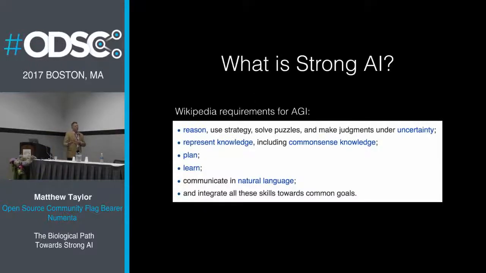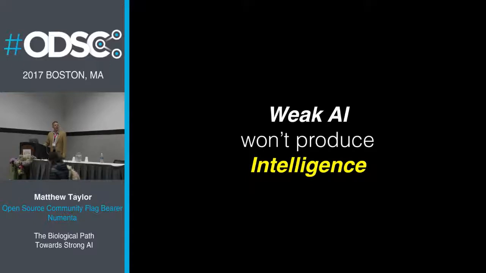I would go along with the definition of intelligence that Wikipedia lists for AGI, artificial general intelligence, in that something that is intelligent can reason, have strategy, represent knowledge, plan and learn and communicate, and the kicker, integrate all these things towards common goals. So individually, we may be able to make weak AI systems that are able to do some of these things, but the integration of them to perform common tasks in a general way and context switch from situation to situation, I don't think our current weak AI technologies will get us there. And I can tell you why.